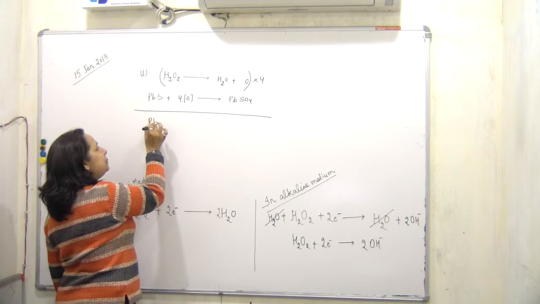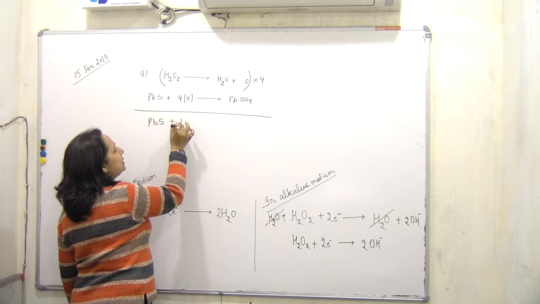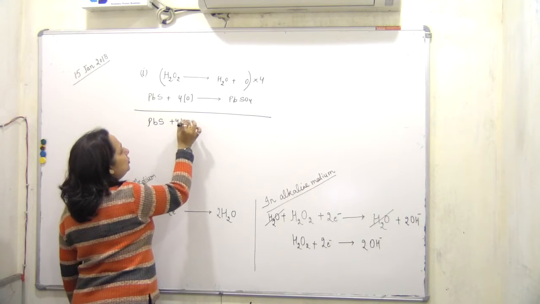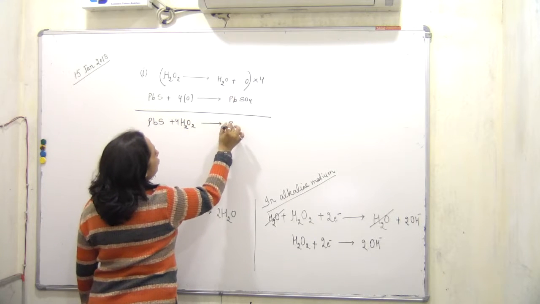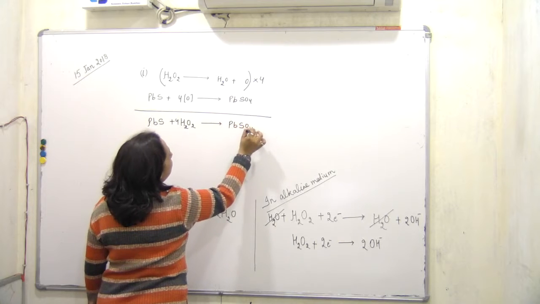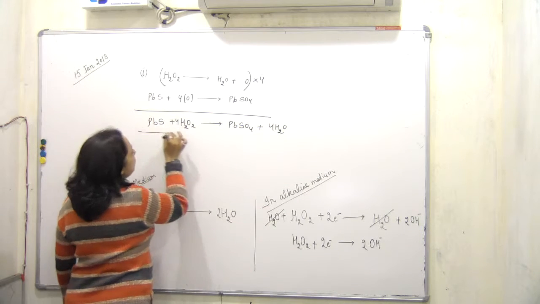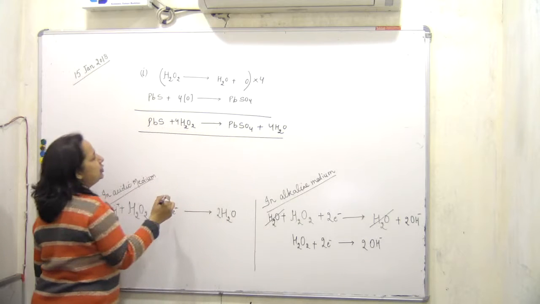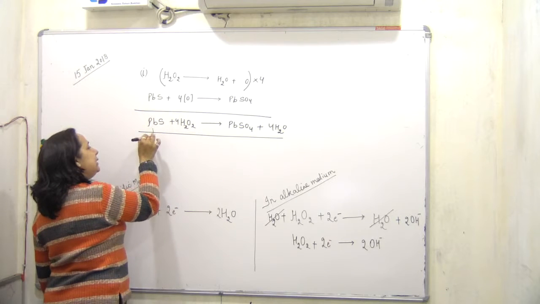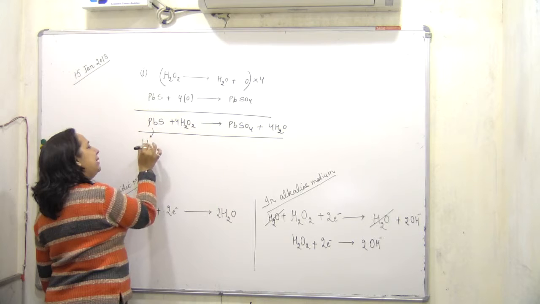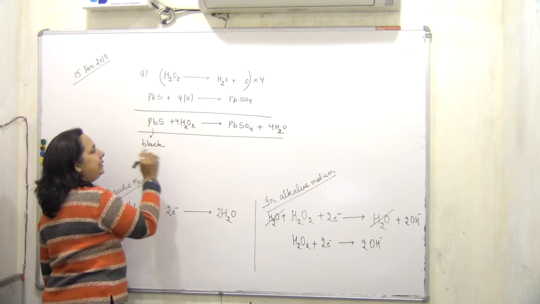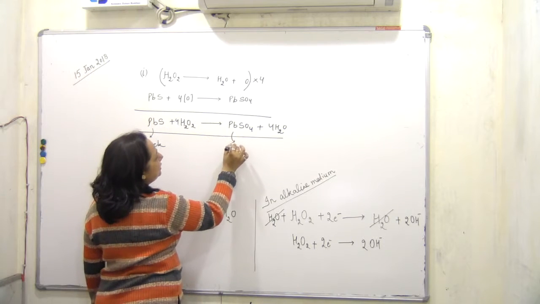Overall, the reaction is PbS plus 4 H2O2 gives PbSO4 plus 4 H2O. This reaction is a very important use of hydrogen peroxide because black lead sulfide is converted to white lead sulfate.